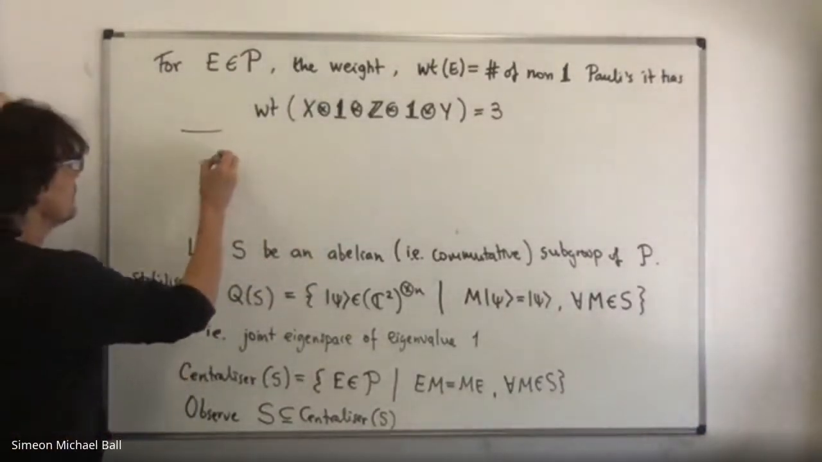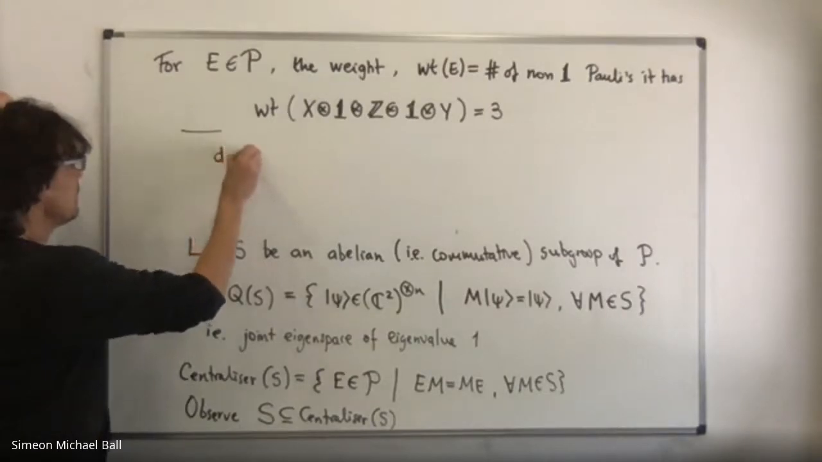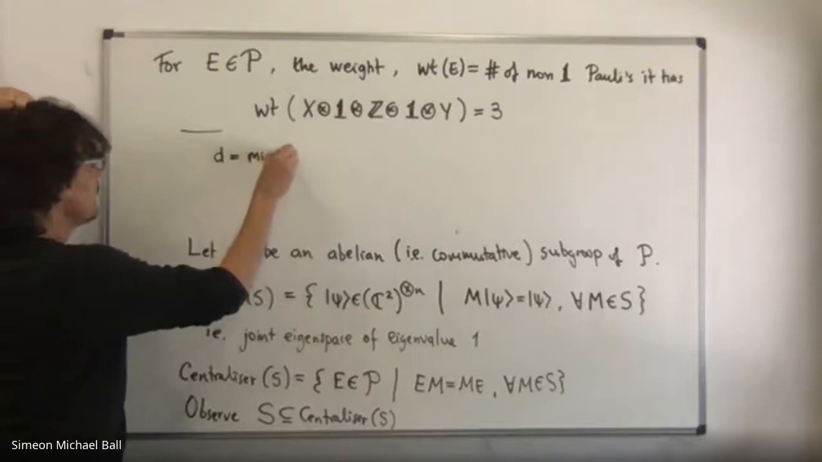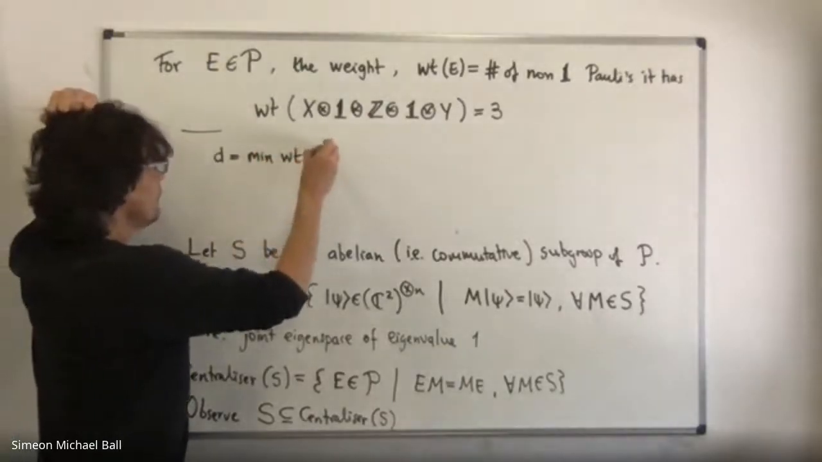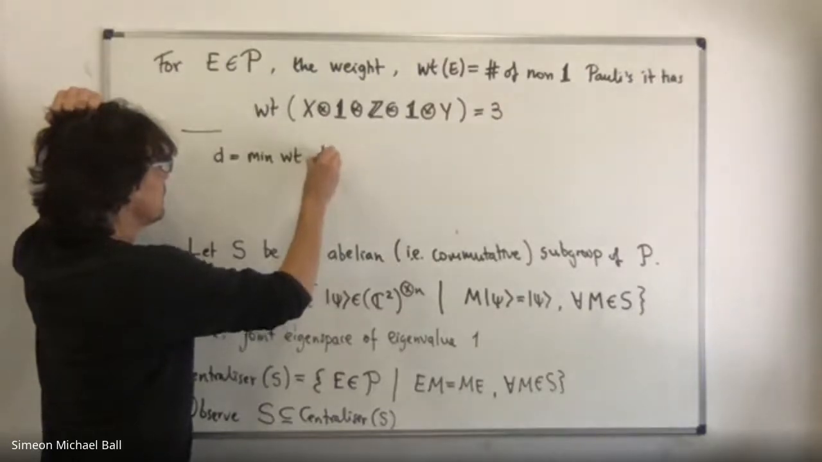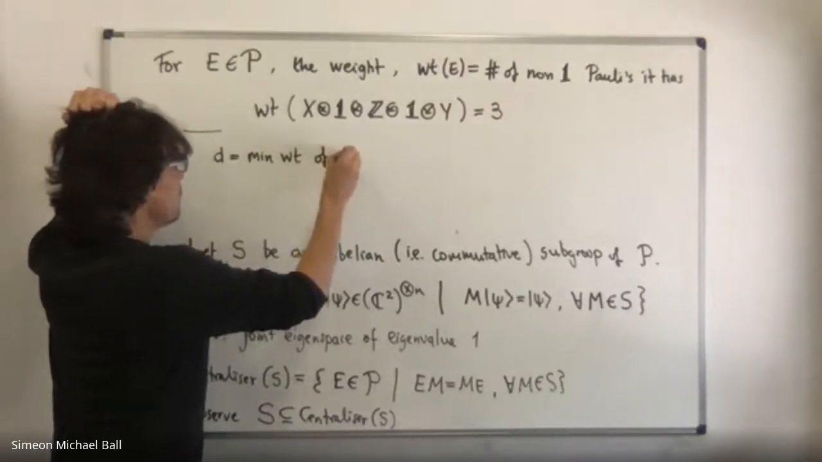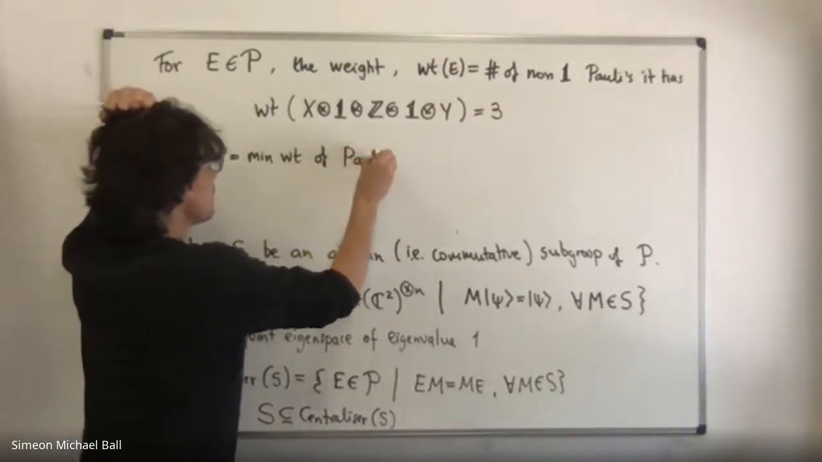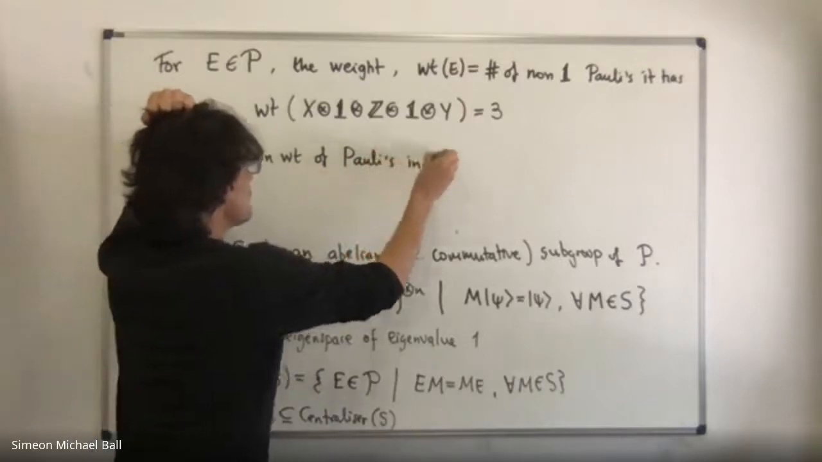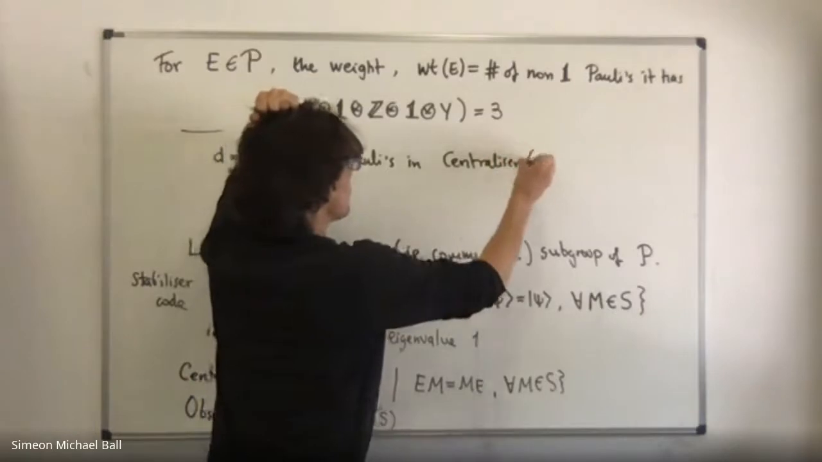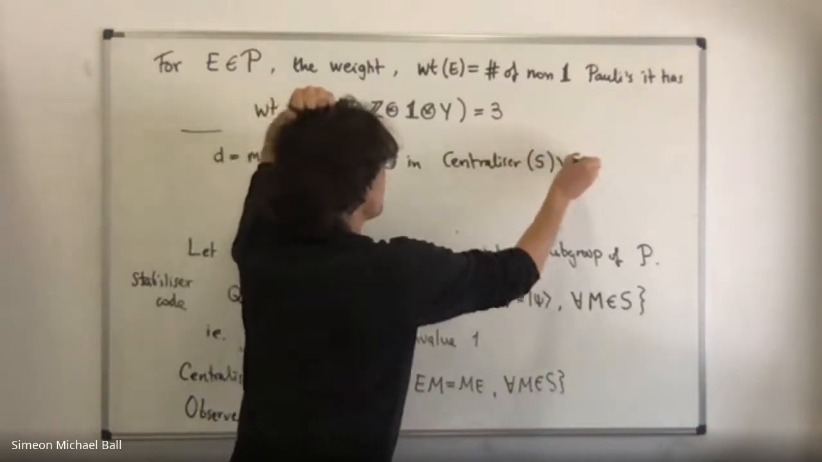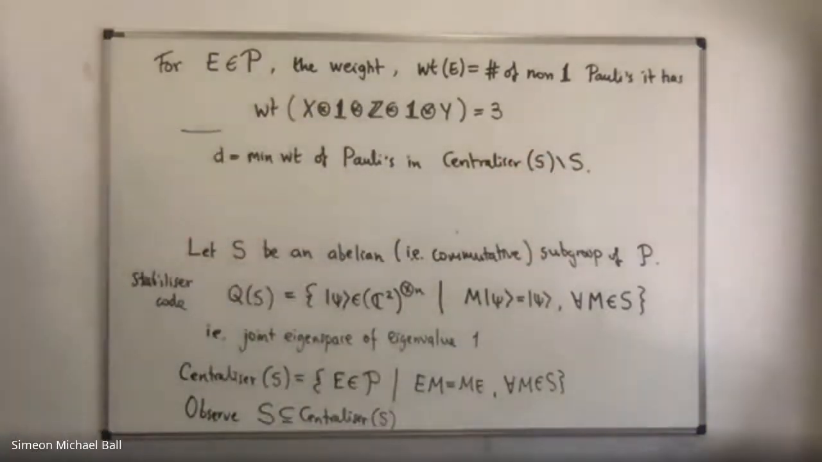And now we're going to define D to be the minimum weight of Paulis in the centralizer of S, excluding S.